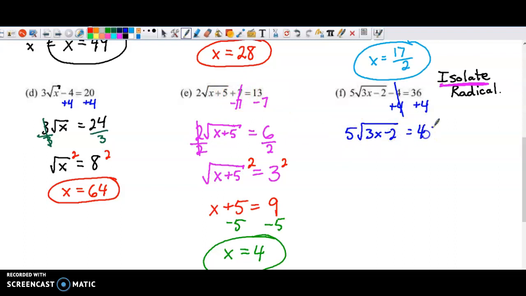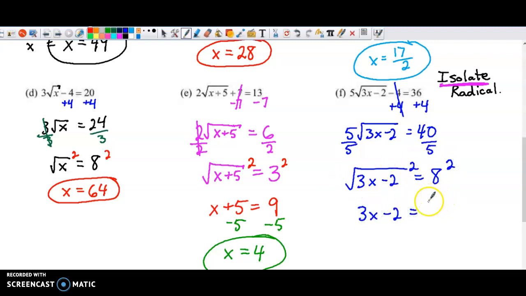So that's 40. Then divide by 5. So we're left with the root of 3x minus 2 equals 8. Then you can square both sides. So 3x minus 2 is what you're left with. The square root cancels out with the square, is equal to 64. Add 2 over, and then when you divide by 3, you get 22.